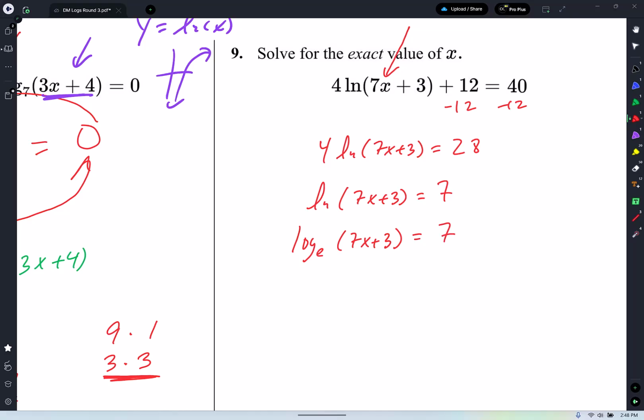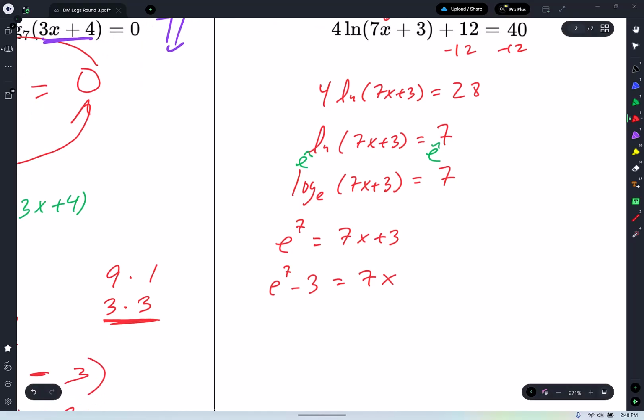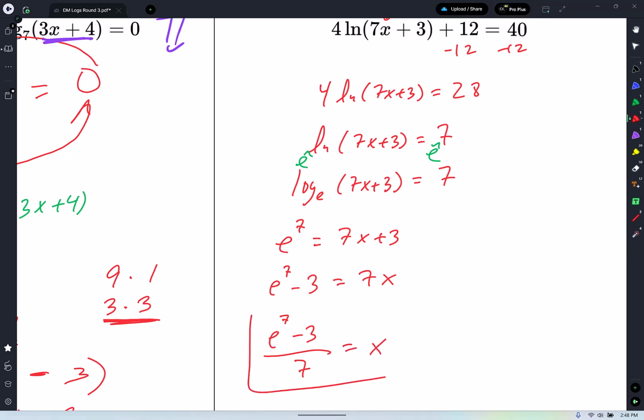Now, e to the 7th power. Eventually we're going to skip this middle step and go right into that, EE. You can, if you feel comfortable. See? And then the e and ln cancel each other out. 7x plus 3 equals e to the 7th. All right, next. Move the 3 to the other side. So e to the 7th minus 3 equals 7x. Divide by 7. So here's my final answer: e to the 7th minus 3, all that divided by 7 equals x. Done.